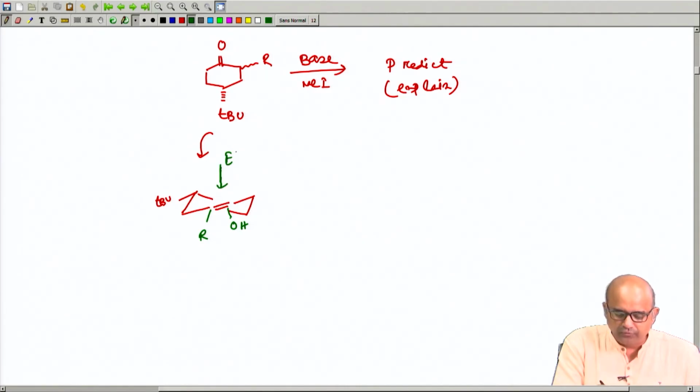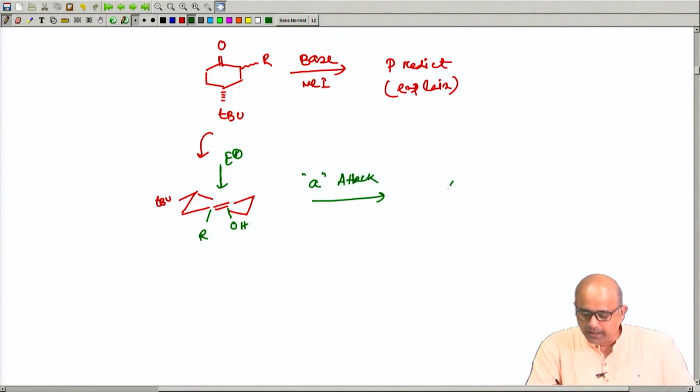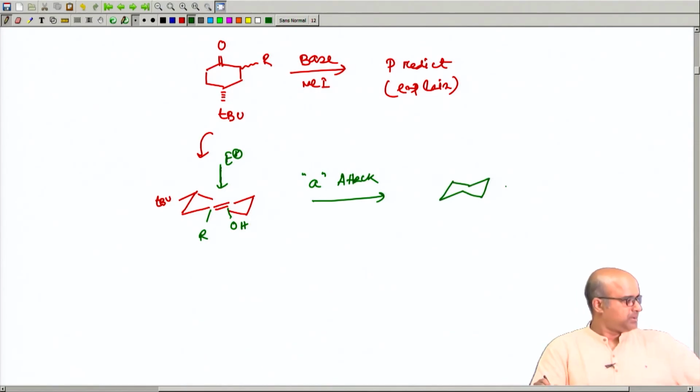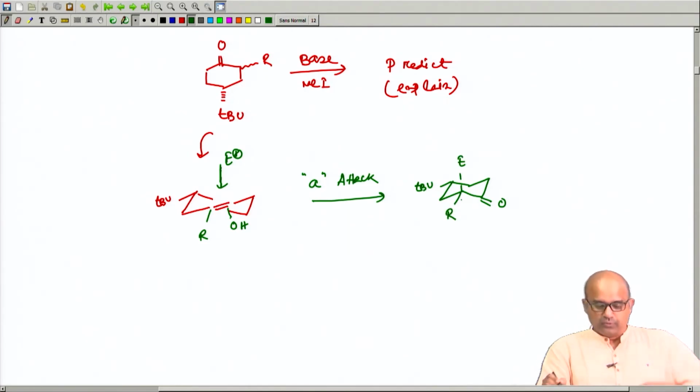If it attacks from the top face, that basically means an axial attack. Now, this axial attack will eventually lead to a parent chair form of the cyclic alkanone. So, the 4 position is the tertiary butyl, which is always equatorial, and now axial attack means your electrophile becomes axial, and this is the R group. So, you get one product.